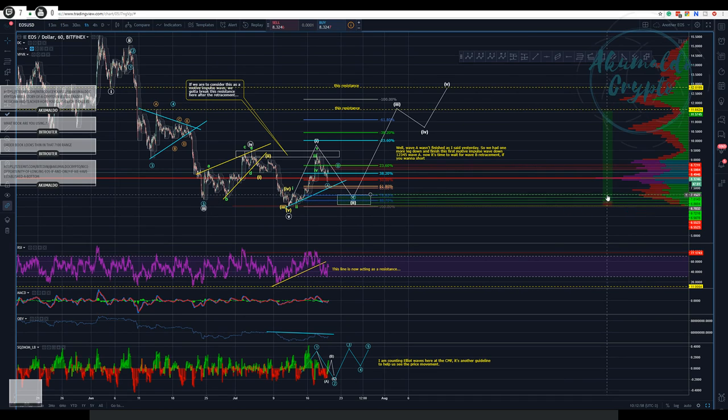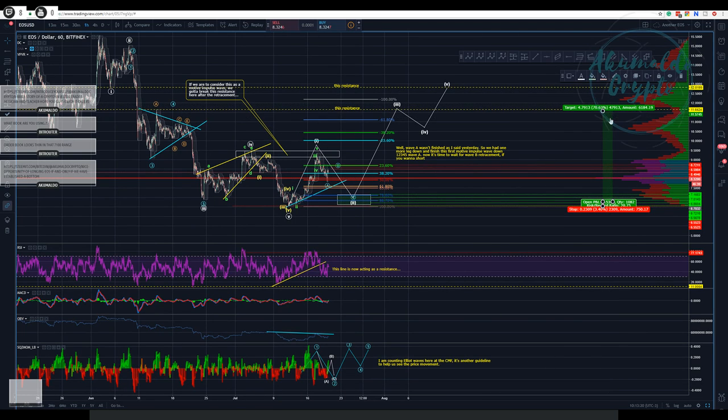Of course, we stick with our stop loss, but look at the upside. This is a risk reward of 20. It's a really good risk reward ratio, isn't it? That's why I'm considering entering this wave 2, if this is a wave 2. And that's it. Okay, this is my EOS.